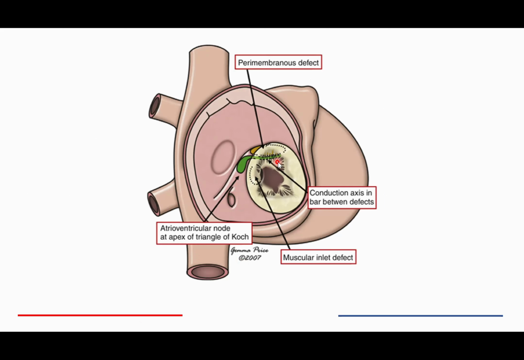This is an inlet VSD. This is the view from the right atrium. This is the tricuspid valve. This is the inlet VSD behind the septal leaflet of the tricuspid, and this is the perimembranous VSD below the crista supraventricularis. This is the type 2 VSD.